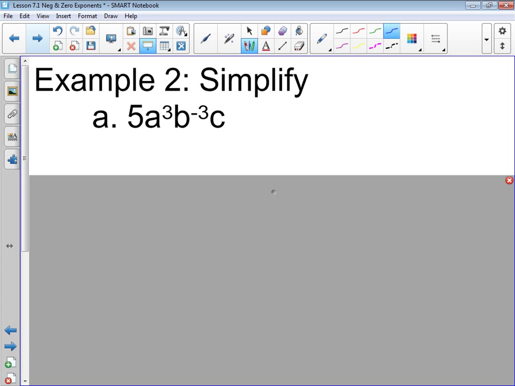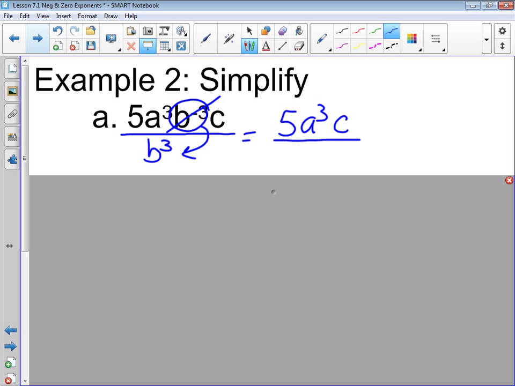But there is one thing you can do to simplify this, and that is to notice that b has a negative exponent. So the way you simplify it is you make a fraction bar, and if I want to change this b to the negative third to make it b to the positive third, I just have to move it down to the bottom, and then it becomes b to the positive third. So your answer is 5 a to the third c on the top and b to the third on the bottom, and that's it.